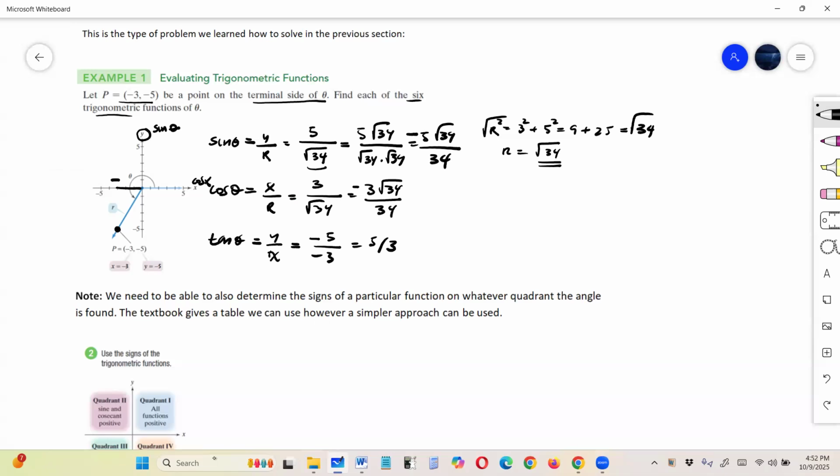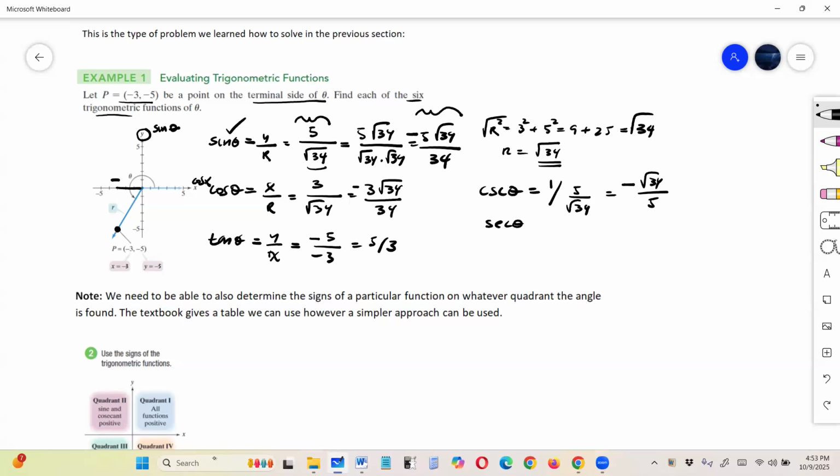And then we can find the reciprocals. So cosecant is 1 over sine. And instead of using this final expression, because if I do, I'm going to have to rationalize it again, I'm going to use this one. So it's 1 over that. 1 over 5 over radical 34, which is obviously radical 34 over 5. But keep in mind, minus.